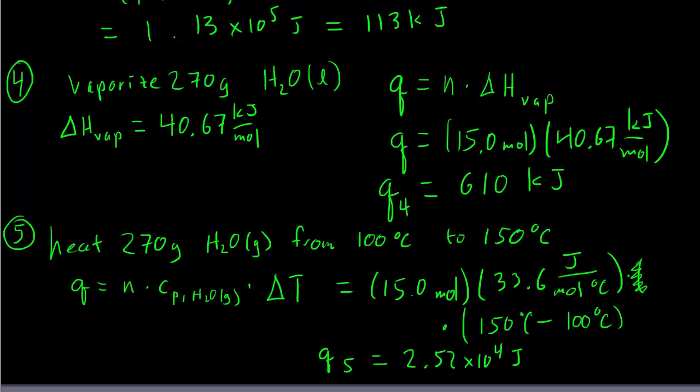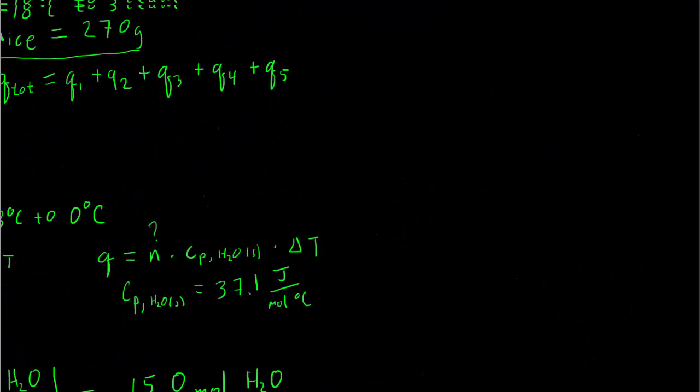We're going to convert that into kilojoules so all our heats are in the same unit, so we divide by 1,000, and that's 25.2 kilojoules. Very good. So now we have all 5 of our heats. We're ready to calculate the total heat. So let's move to where we have some more space to write, way back up here.